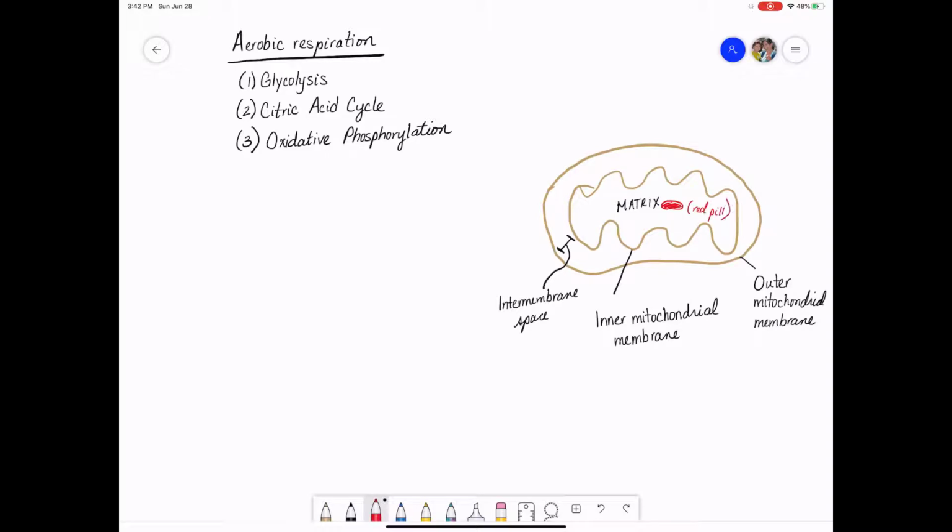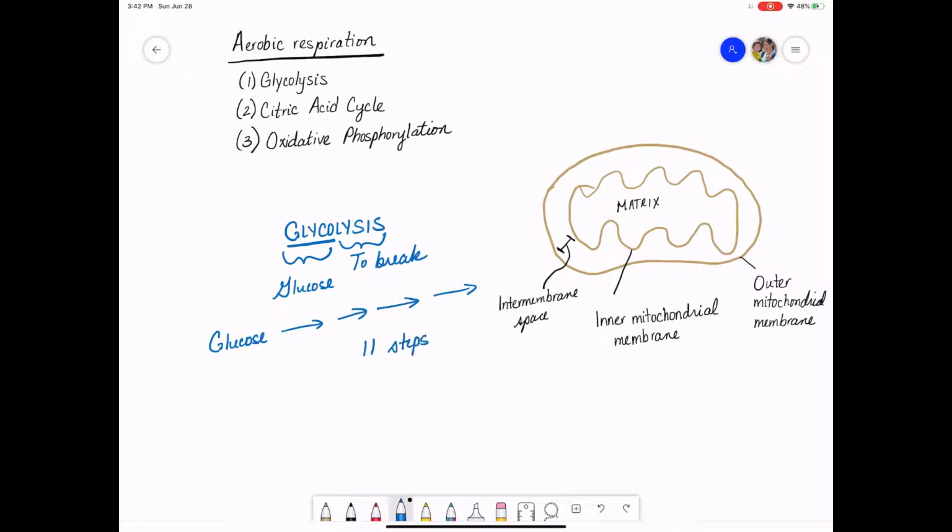Now, glycolysis actually does not happen in the mitochondria. Glycolysis happens in the cytosol. So we start with glucose, which is where the glyco comes from, and then lysis means to break. So we're going to take glucose and through a variety of steps break it down into two molecules known as pyruvate. Then the pyruvate is going to get shuttled into the matrix. And from there, it's going to further be broken down via the citric acid cycle. And then our last stage actually occurs mostly in the inner mitochondrial membrane, and that is oxidative phosphorylation.